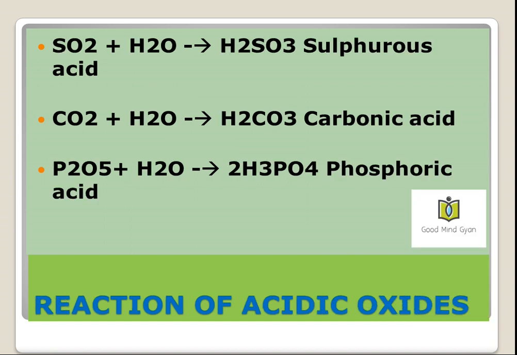Now we have reaction of acidic oxides where sulfur dioxide reacts with water to give sulfurous acid, H2SO3. Carbon dioxide reacts with water to give H2CO3, carbonic acid, and phosphorus pentoxide reacts with H2O to give phosphoric acid.